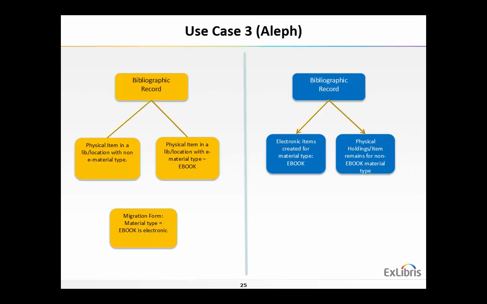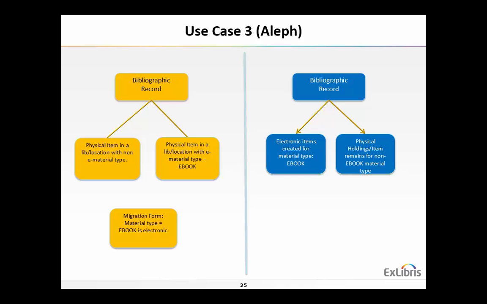Our last use case is relevant for institutions migrating over from Aleph to Alma. Unlike all other ILSs whose P2E resources are migrated solely based on the locations that have been identified as electronic, institutions moving over from Aleph, where a two-level system is in place, can integrate on the migration form both electronic locations and electronic material types.